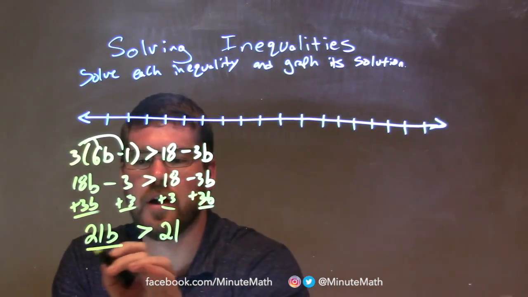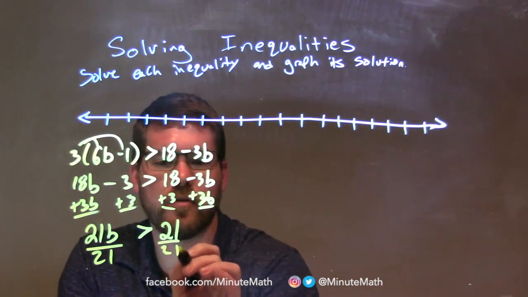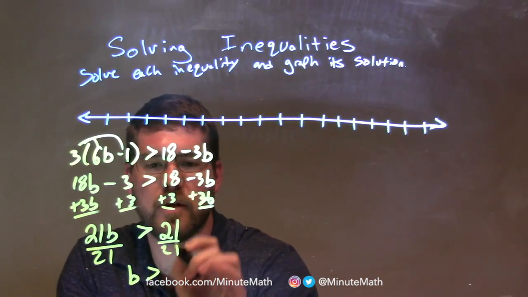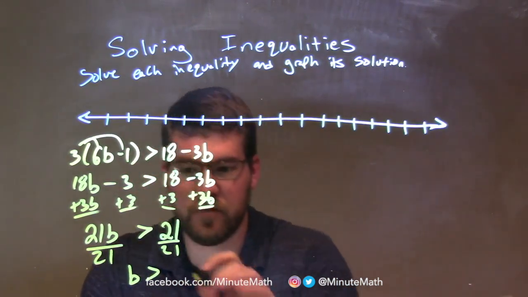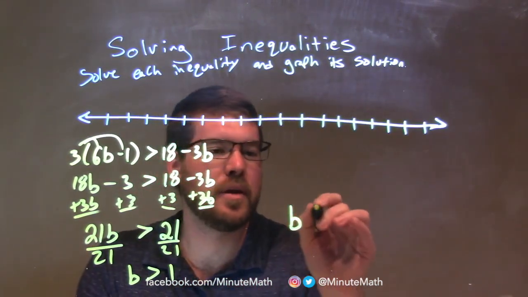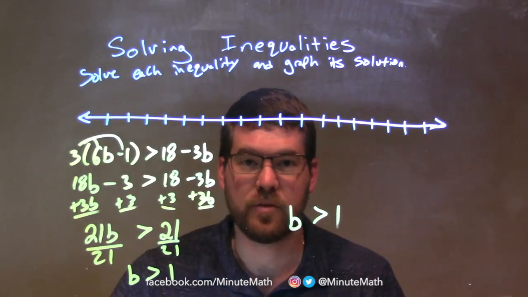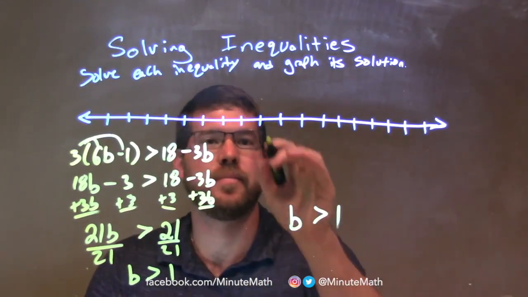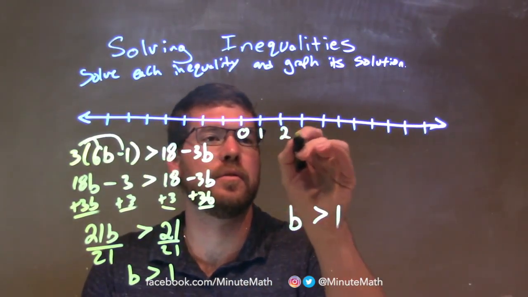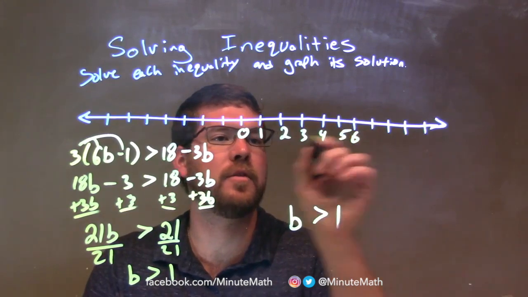Well, we divide both sides by 21. Pretty straightforward here, and we have b is just greater than 21 divided by itself, which is just 1. So we have b is greater than 1 as our answer. So now let's graph it. Alright, let's put 0 here. 1, 2, 3, 4, 5, 6.